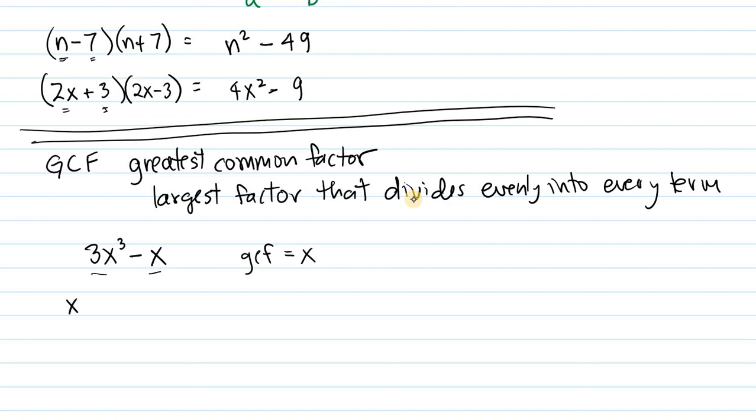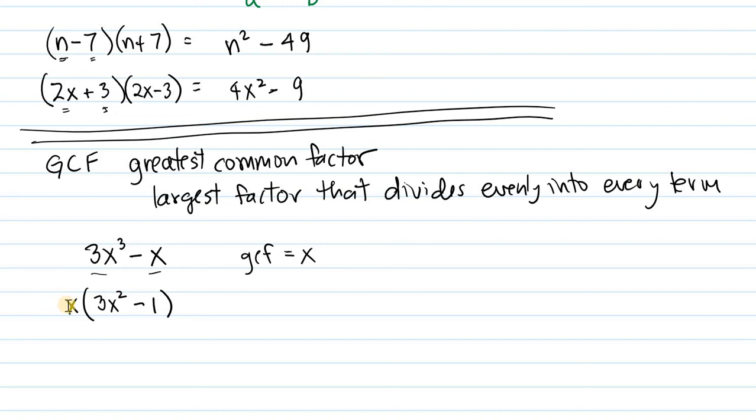So we write the x on the outside, and then think for a moment, okay, if I take this 3x cubed, I want to divide x out of it. If I divide an x out of 3x cubed, what's left behind is 3x squared. If I divide x out of x, what's left behind is 1. So I changed what was a subtraction expression into multiplication because I took an x out of this thing and wrote it as factors. That's why it's called factoring.